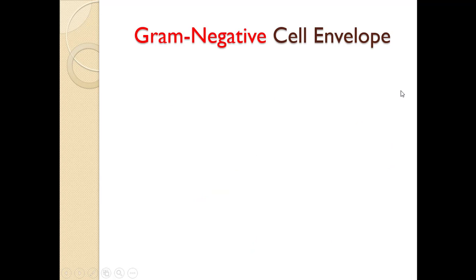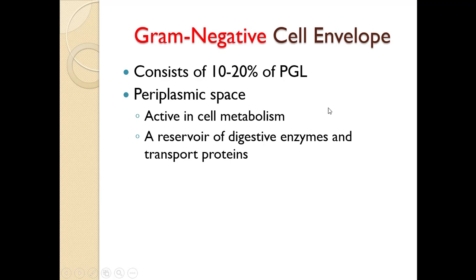Versus a gram-negative cellular envelope consists of only 10 to 20% peptidoglycan layer. It's got a periplasmic space. Let me just look through my notes real quick.